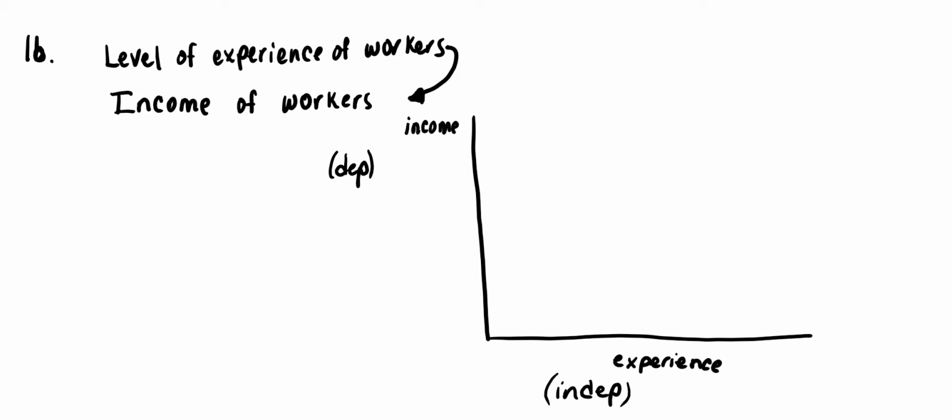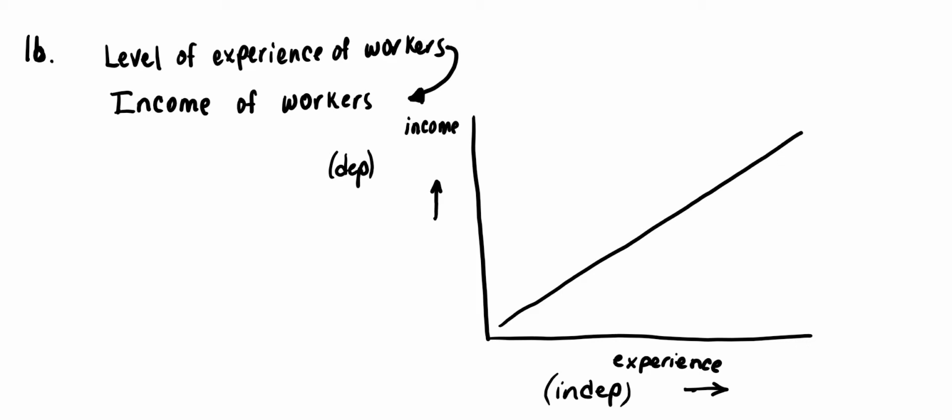Okay, so now the problem tells me that as you get more experience, so on the x-axis, that means that as we move to the right in our experience, as our experience increases, then our income is also going to increase. So income is also going to go up. So what that tells me is that I have a positive relationship. When one variable goes up, the other also goes up. And a positive relationship looks like this.